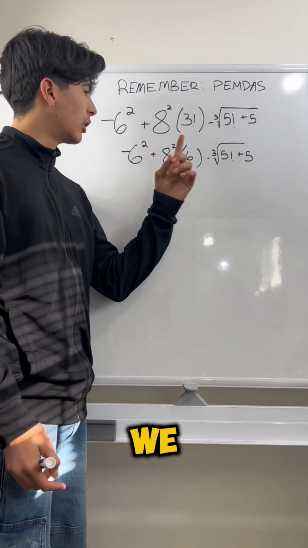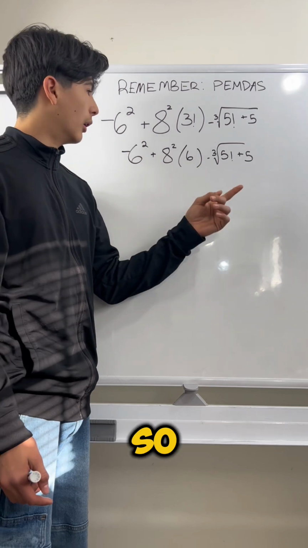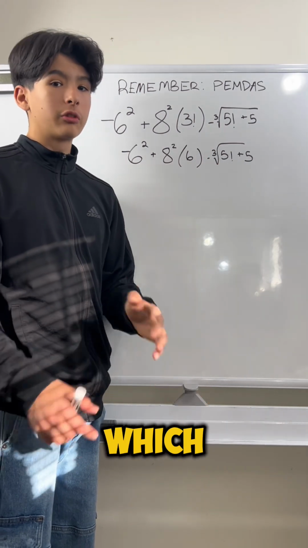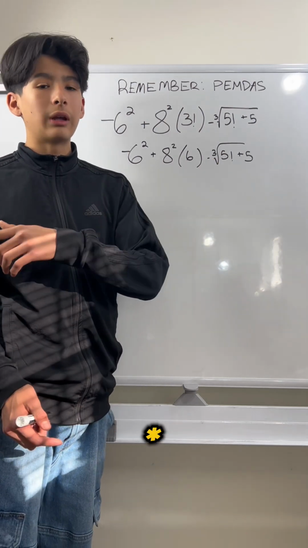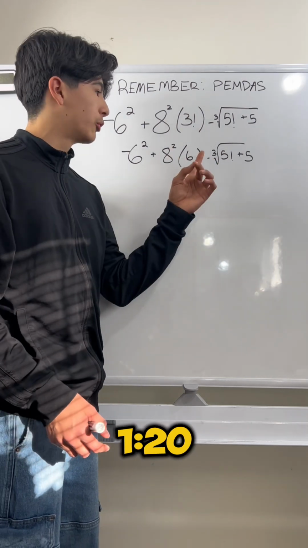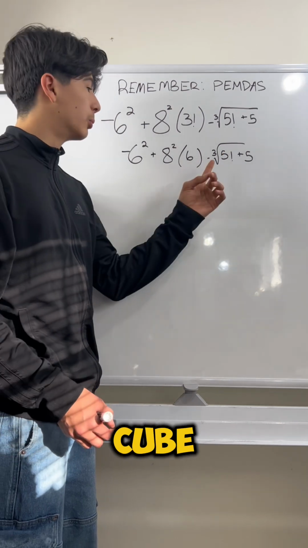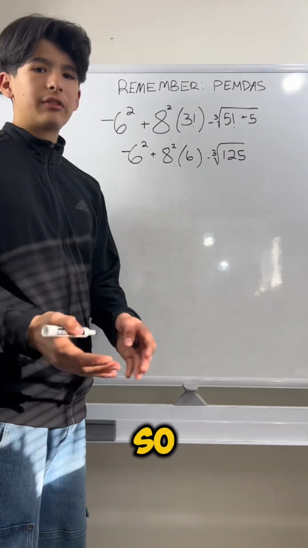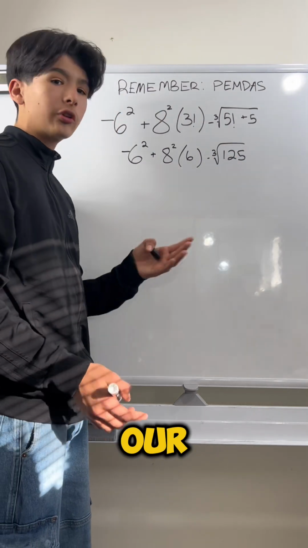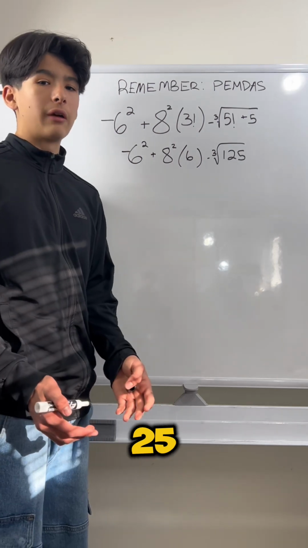Alright, cool. Now we can also simplify this as if it was in a parentheses. So we have another exclamation mark, which we already know is just a factorial. So it's 5 times 4 times 3 times 2 times 1. And I'll save you the math. It's 120. So what we have here is 120 plus 5, the cube root of that. So let's rewrite it that way. Great, so we simplified this a whole lot. So now our new equation is negative 6 squared plus 8 squared times 6 minus the cube root of 125.